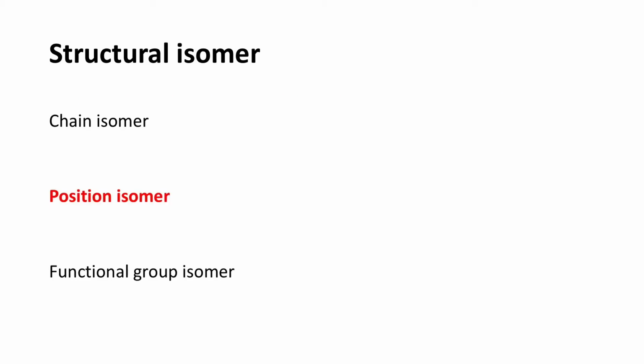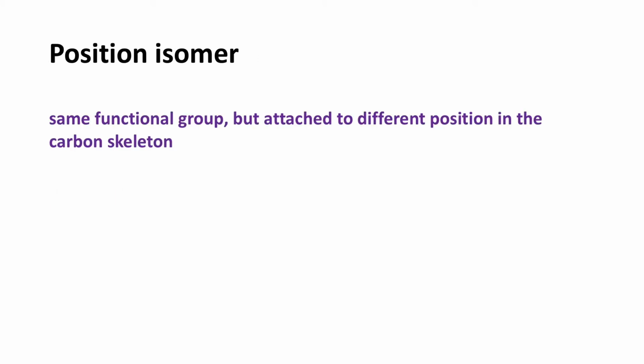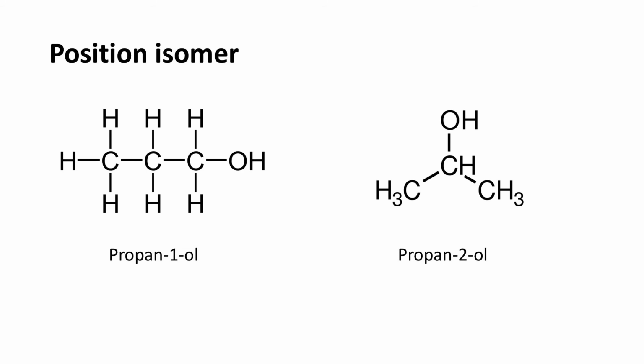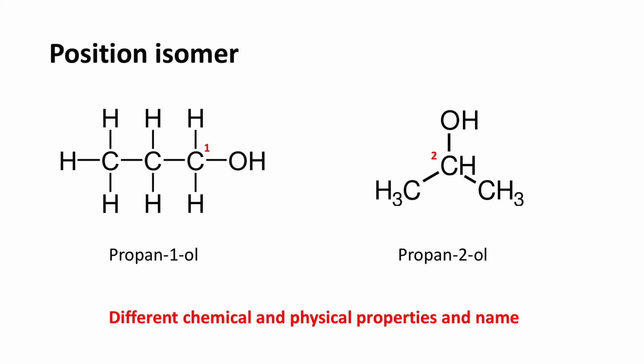Next, the second structural isomer is called position isomer. Again, they have the same functional group, but attached to different positions in the carbon skeleton. Earring and nose ring are good illustrations for this. A typical example is propan-1-ol and propan-2-ol. Both molecules have the same length in carbon skeleton. The difference in position of the OH group makes these two molecules have different chemical properties, which will be discussed later. Again, these two molecules have different names.